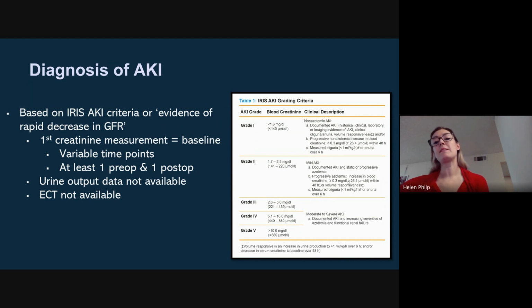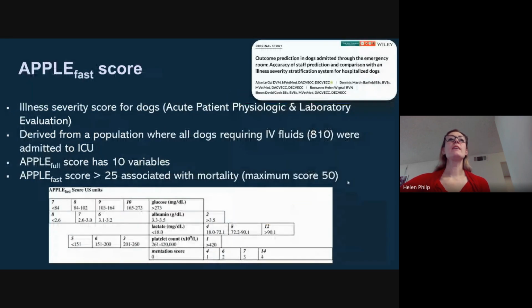In terms of baseline, I think with many studies, if you don't have a baseline creatinine for patients, it makes it very, very difficult. So they chose to use their first creatinine measurement as their baseline. They didn't have any urine output data available, and they don't have extracorporeal therapy available. And then I had to remind myself about the APPLE-FAST score, and certainly the APPLE score, the acute patient physiologic and laboratory evaluation, really an illness severity score for dogs.